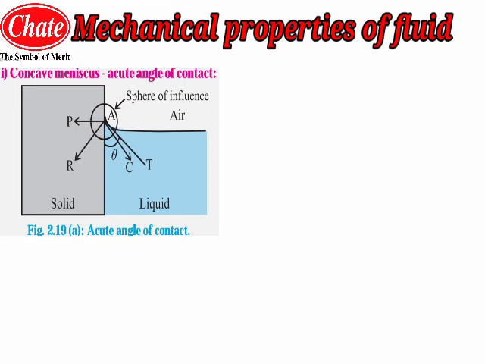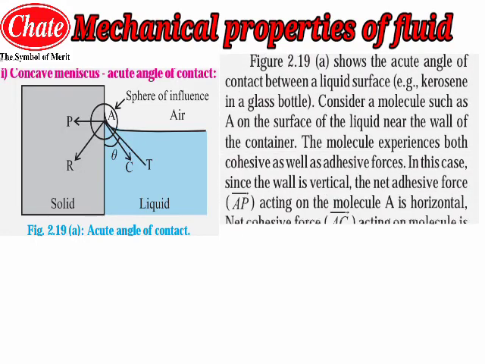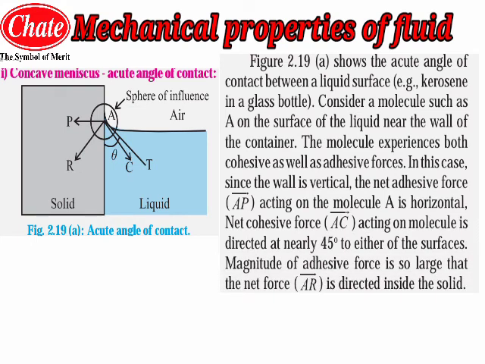Now the diagram for the concave meniscus, that is the acute angle of contact. You can see how the solid and liquid come in contact and how the angle is formed, and the force resolution and the resultant you can see there. So we are going to take a short look over that to understand. This figure shows the acute angle of contact between the surface and the liquid. For example, we can take kerosene in a glass bottle. So the kerosene will be making contact with the walls of that bottle.